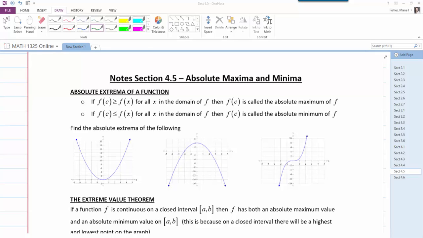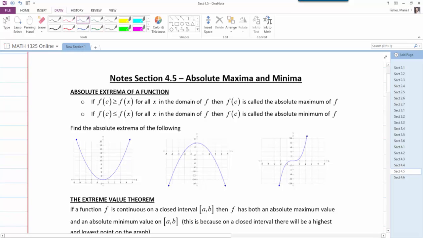Section 4.5 deals with absolute maxima and absolute minima. Before, we've looked at local maximums and minimums, or local extrema. Local extrema is something that happens locally. It's kind of like you can cup your hands around it and the graph has some highs and some lows, or peaks and valleys. Absolute extrema is the highest point or the lowest point.